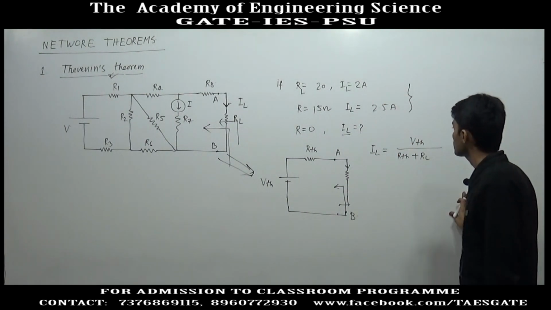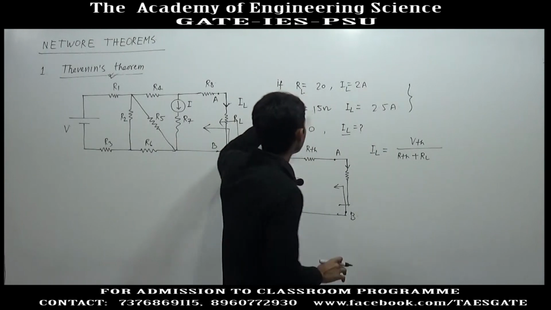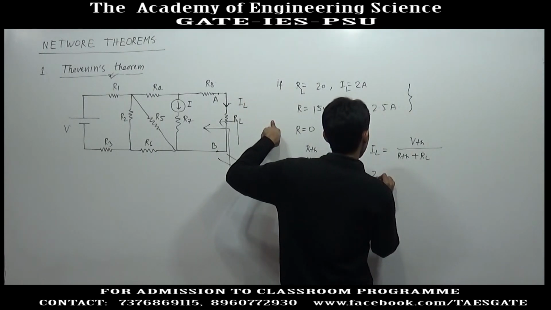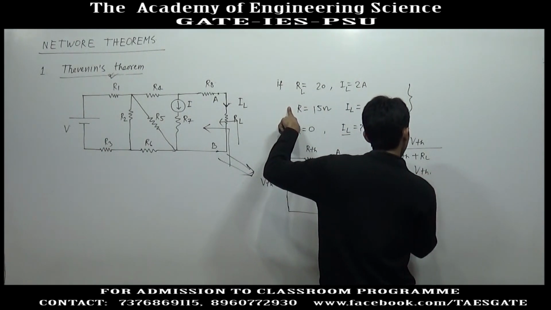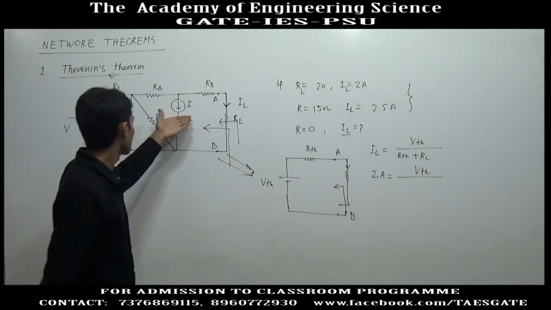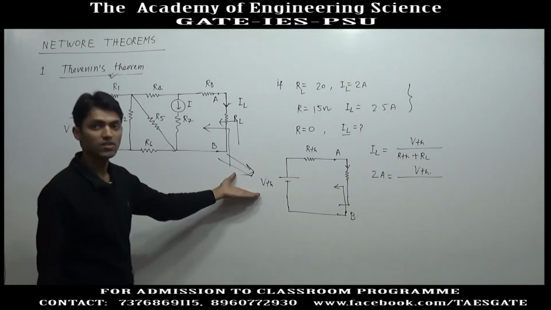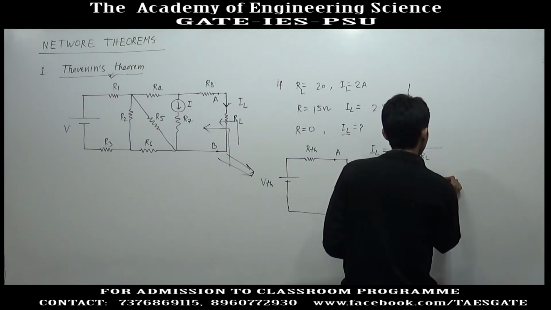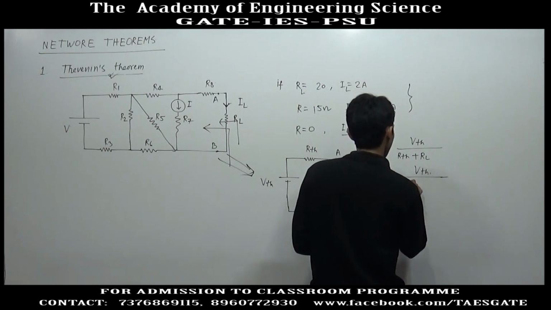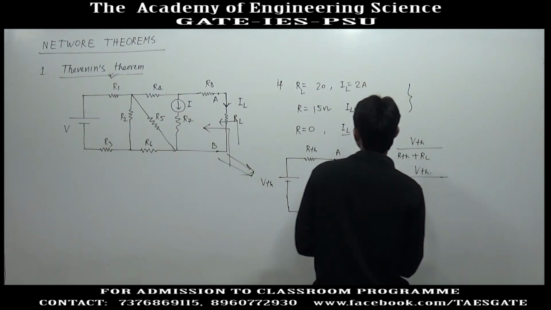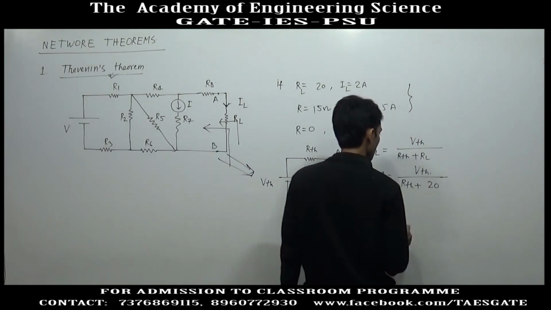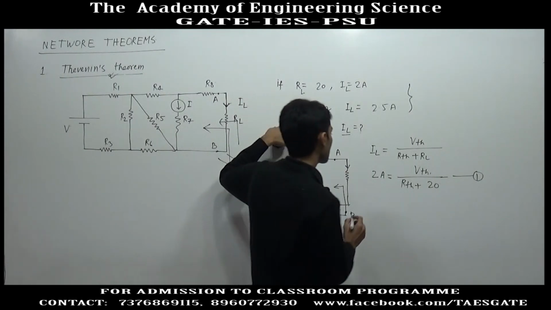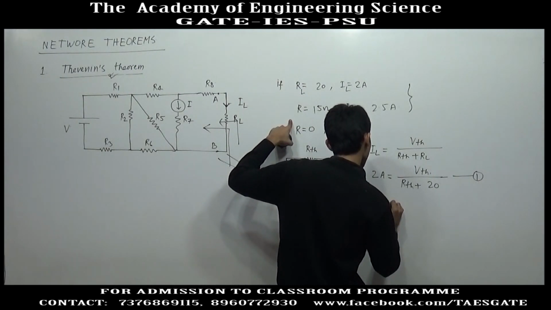Now, in the first situation the load current is 2 ampere. So we will write that 2 ampere is equal to VTH divided by RTH plus RL. VTH is unknown because all the values are unknown, and RTH is also unknown, but RL is given, RL is 20 ohm. So this is the first equation. In the second situation the load current is given as 2.5 ampere.